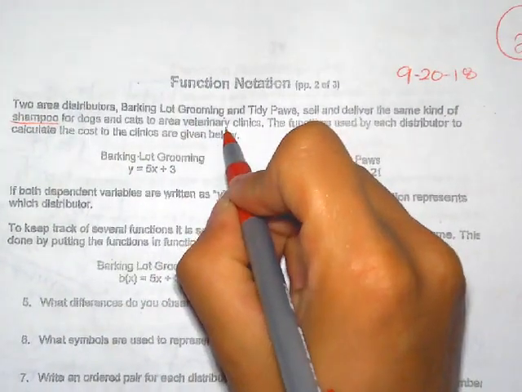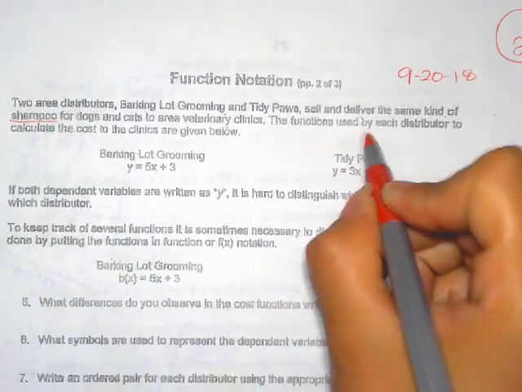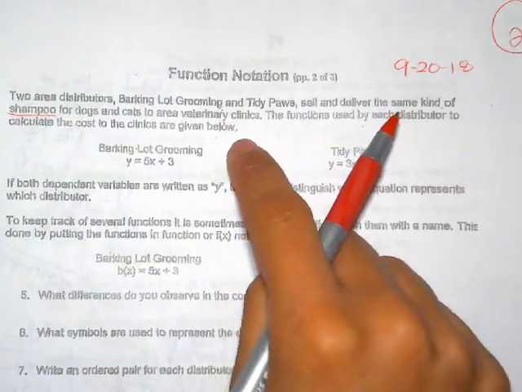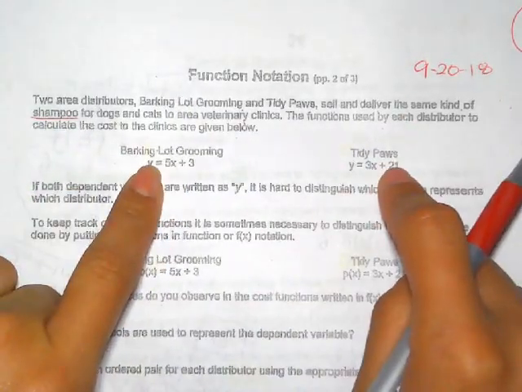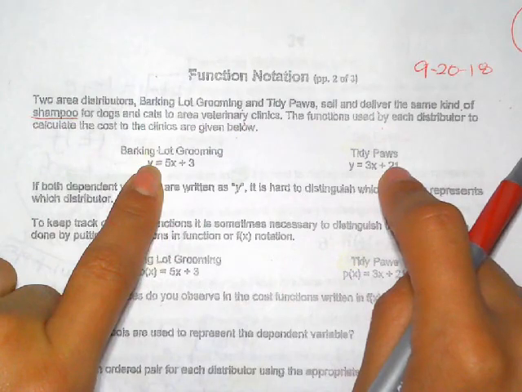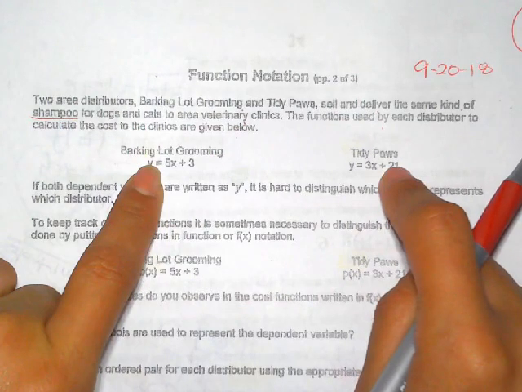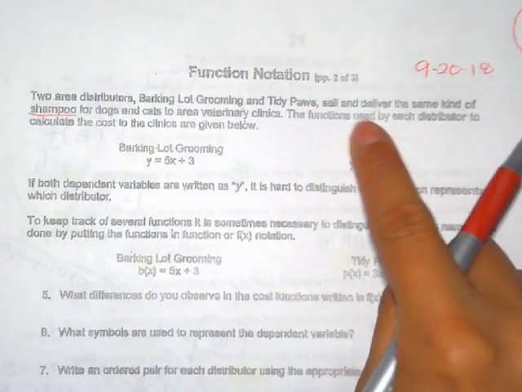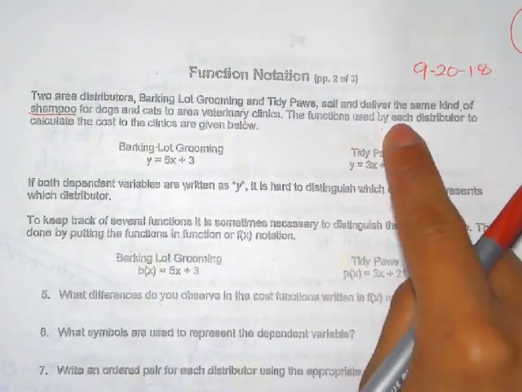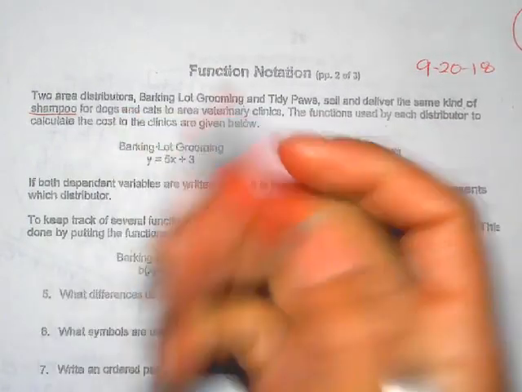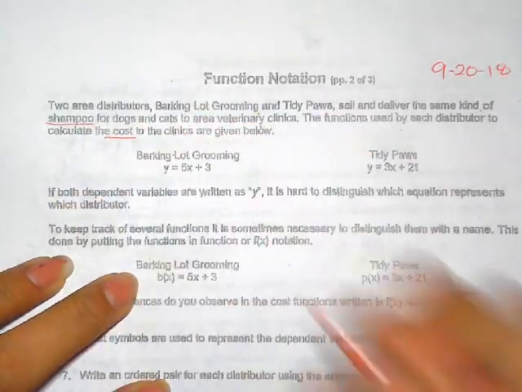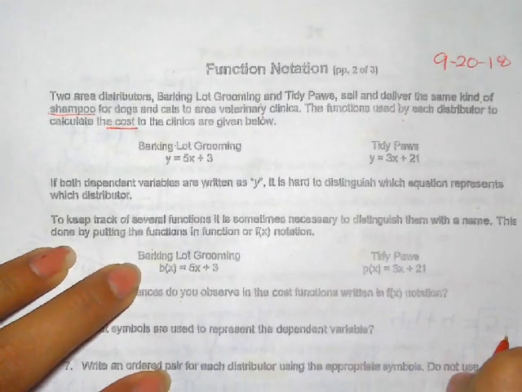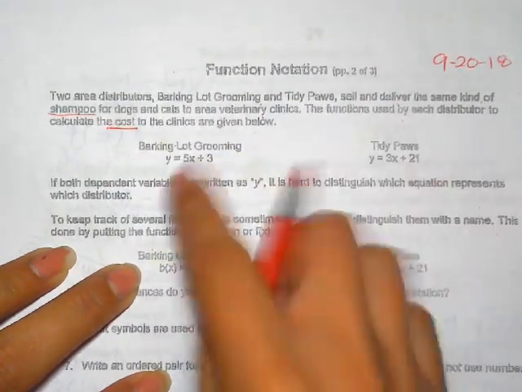area veterinary clinics. The function used by each distributor to calculate the cost to the clinics are given below. What is this equation for? It just said it in the last sentence. It's a function used by each distributor to calculate cost. Yes, this is the equation they use to calculate cost.